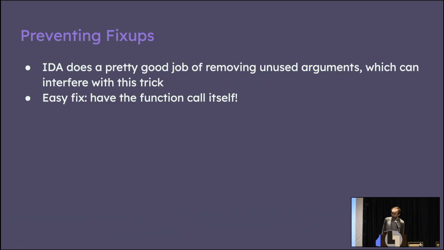So what I wanted to do, and I was working on this just last night, was figure out a way that you could convince IDA that those arguments are being used without actually allocating the space for them or anything like that. I came up with what turned out to be a pretty easy fix, which is just have the stub function you're exploiting call itself. At that point, IDA can no longer assume that those arguments aren't being used, because they're being passed into a function call. So even though it's a call to itself, IDA isn't able to optimize those away, and our trick keeps working.